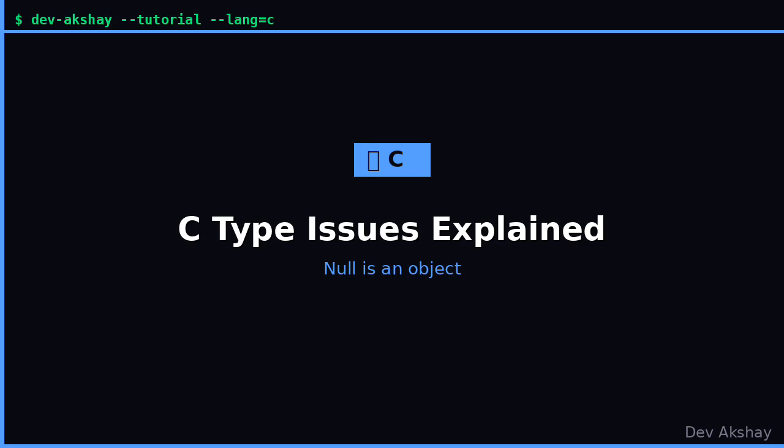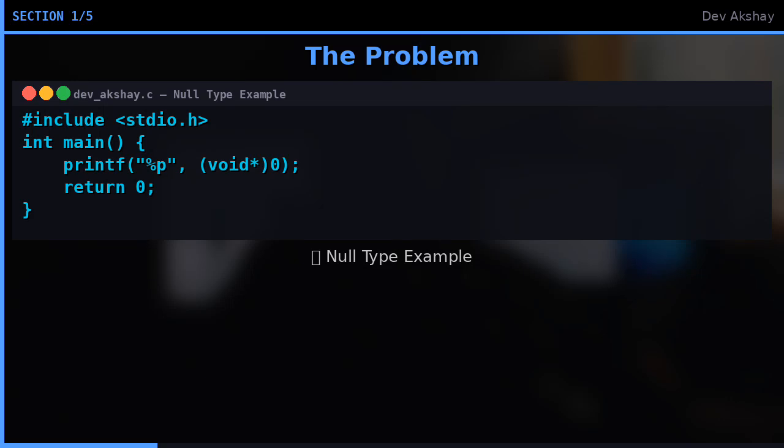Today we are covering type issues in C, which can be tricky in real projects. Now let's talk about the problem we are trying to solve. In C, we have a specific issue with the type of null. Watch what happens when we try to determine the type of null. This is a real-world problem that can cause confusion.